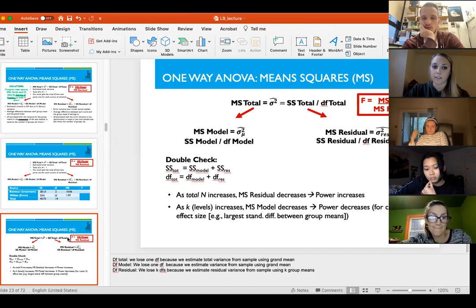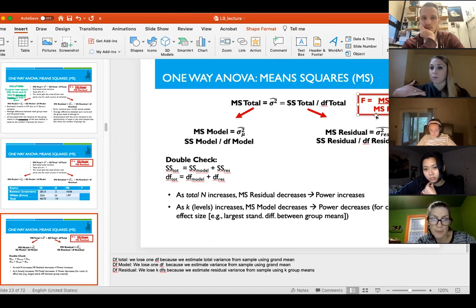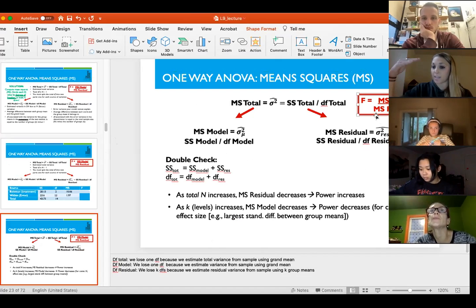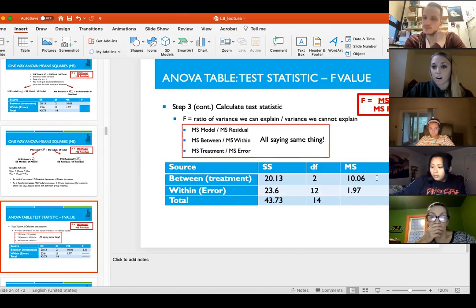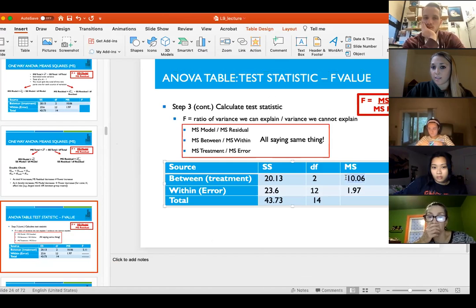And then finally, we can get to our F score, because now we have our mean square model and our mean square residual. The other way we can think about this is the variance that we can explain divided by the variance that we cannot explain. That's going to give us our F score. So down here, all we do is calculate 10.06 divided by 1.97. That gives us our F score of 5.11.